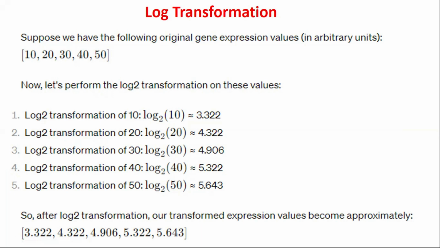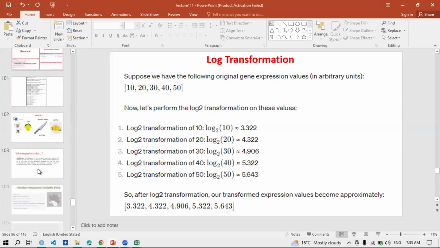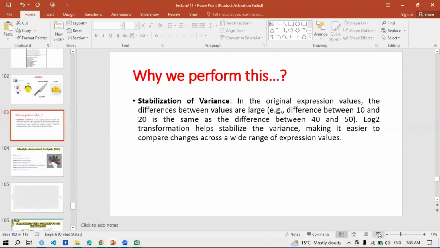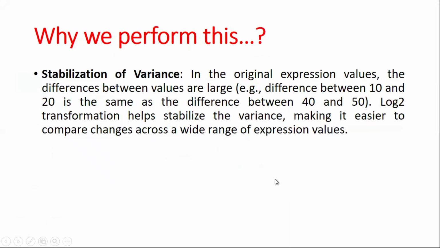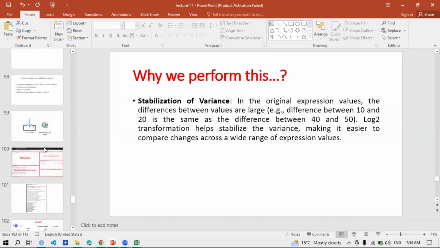So log transformation is important just to reduce the variance. Why do we perform it? For stabilization of variance. In the original expression values, the differences between values are large. The difference between 10 and 20 is the same as the difference between 40 and 50. But after log2 transformation, it helps to stabilize the variance, making it easier to compare changes across a wide range of expression values. This was the main aim of performing transformation. After transformation, we are clear to proceed with the differential expressed gene analysis.